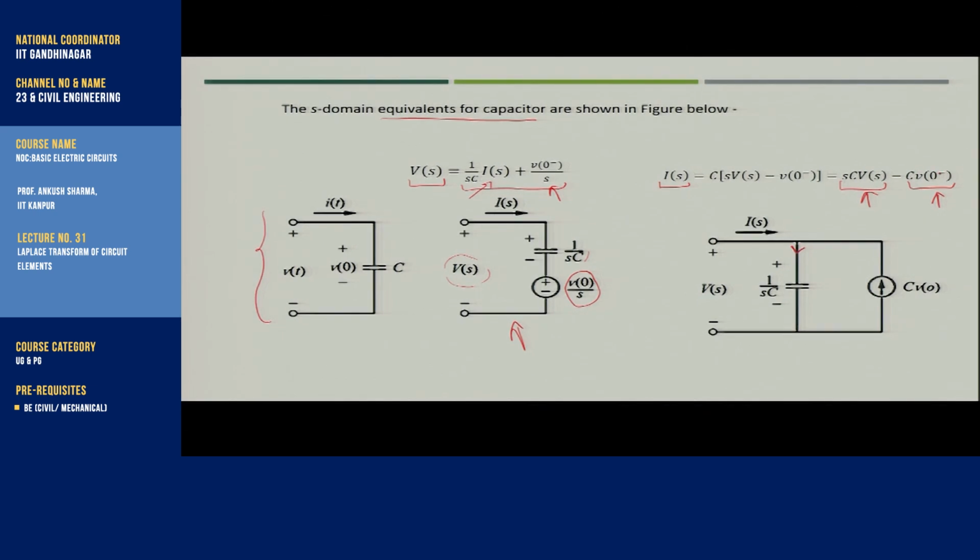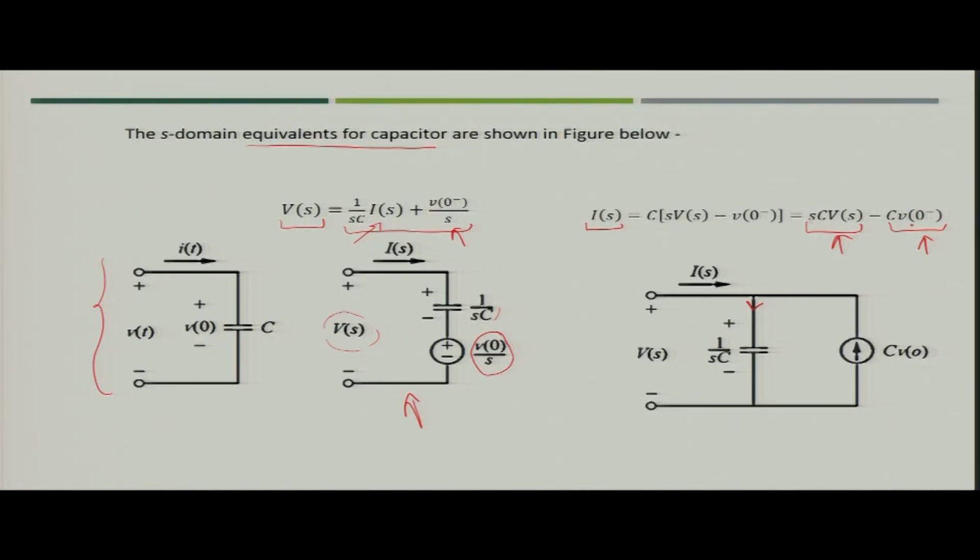Next is C into v at time t equal to 0. This is again a current term, a constant value, because it represents the voltage across the capacitor at time t equal to 0, and since it has a negative sign, the direction of the current is opposite to the direction of the current I(s). In this way you can represent the equation for I(s) equivalently, and you can utilize this whenever the circuit is to be analyzed with the help of Kirchhoff's current law.